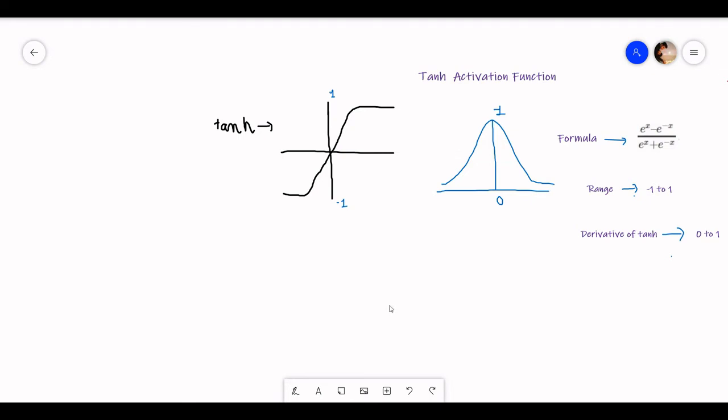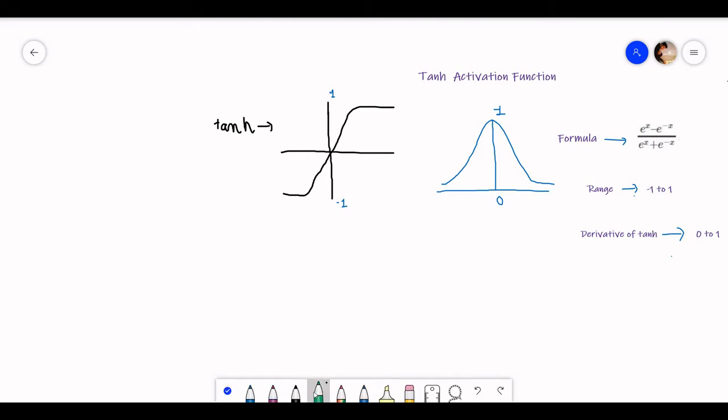In this video, we will talk about the tanh activation function. To understand tanh and other activation functions, you need to understand all the basics. If you don't know, please check the previous videos in the playlist. Now we will talk about the tanh activation function.